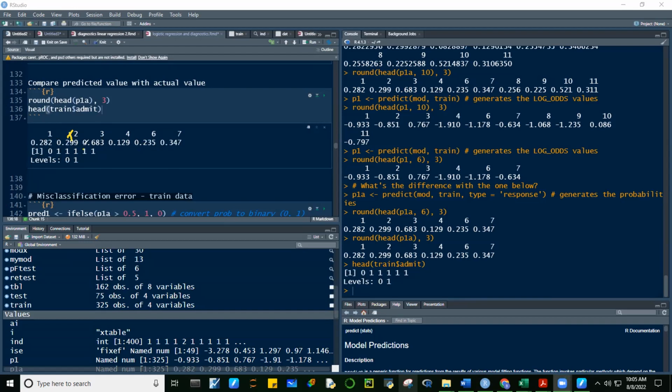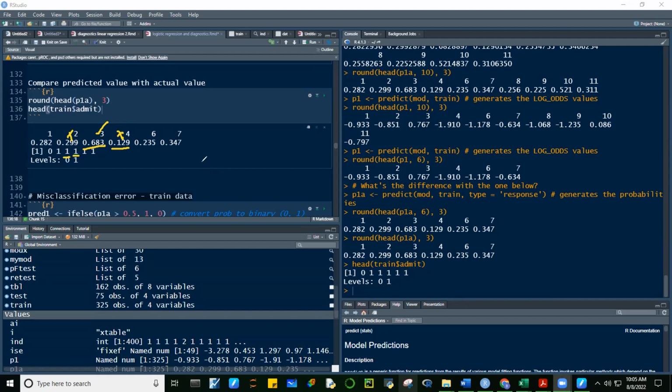How about number 3? 0.683. This is greater than 0.5, so based on our model, he will be accepted. True enough, he was accepted, 1. So this is correct. Number 4, 0.129, less than 0.5, so he should not be admitted. The actual is admitted. So number 4 is wrong.